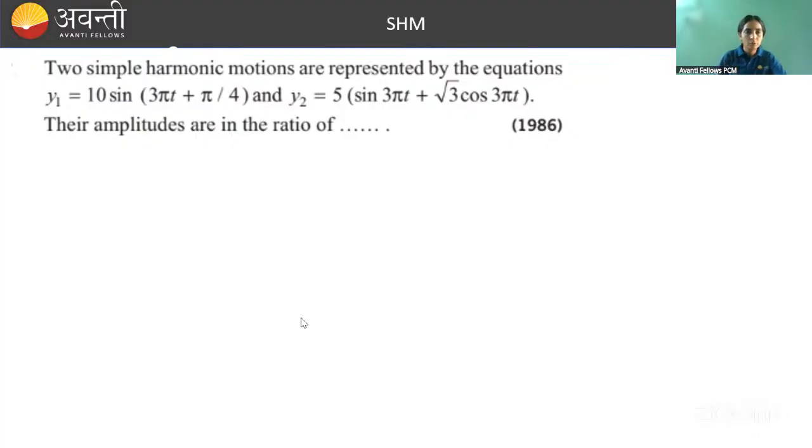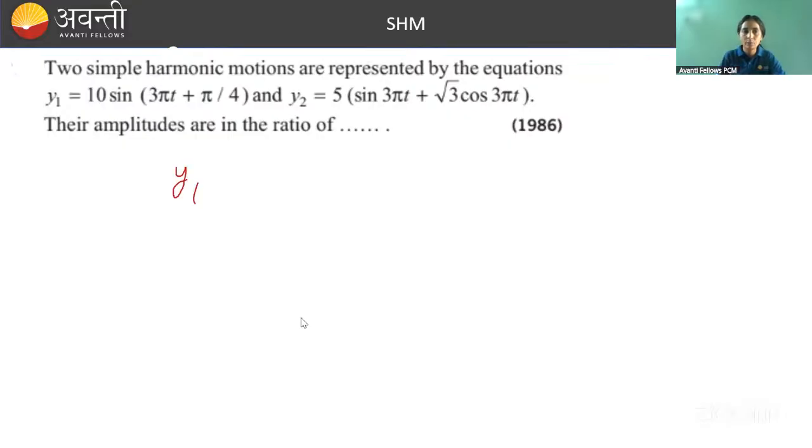Okay, so let's read the question. Actually, this is very simple, I would say. This is just from the simple concept of how you can add two SHMs vectorially. If you know how to do it vectorially, it gets very easy. So there are two simple harmonic motions. They are represented by y1 and y2.